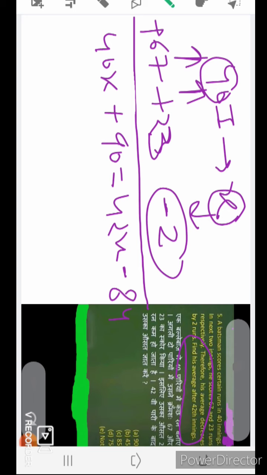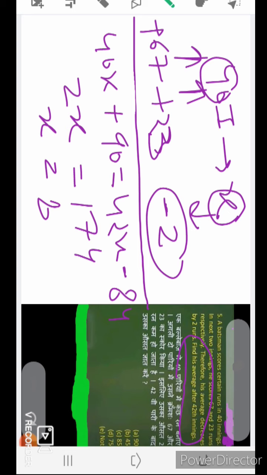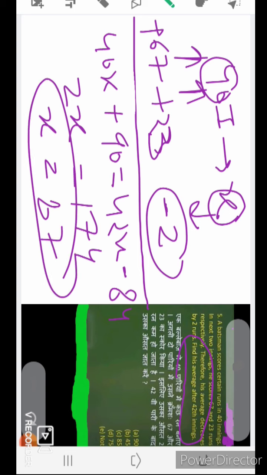So we are going to get 42x, 40 को इधर ले जाएंगे तो we are getting 2x, and 84 is going to be on the left hand side. 90 plus 84 is 174. The value of x is 87. Now as I've told you, 87 is the average of 40 innings. 40 इनिंग तक उसका एवरेज 87 है, यानी 40 इनिंग तक वो स्कोर करता है 87 एज एन एवरेज. वी हैव टू कैलकुलेट द एवरेज ऑफ 42.